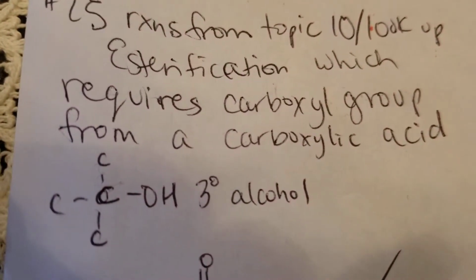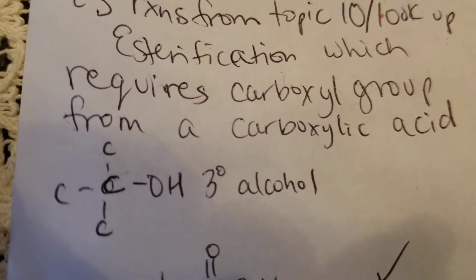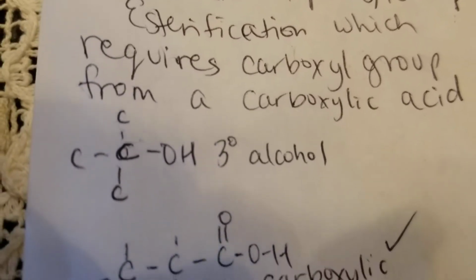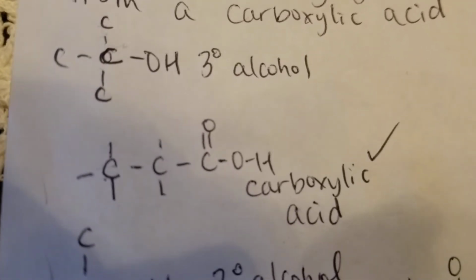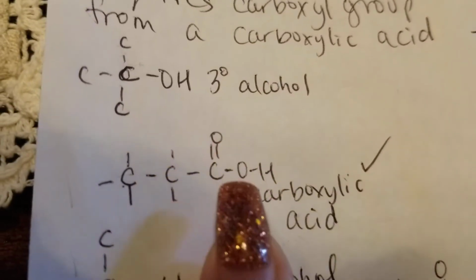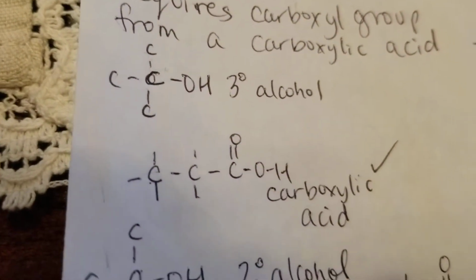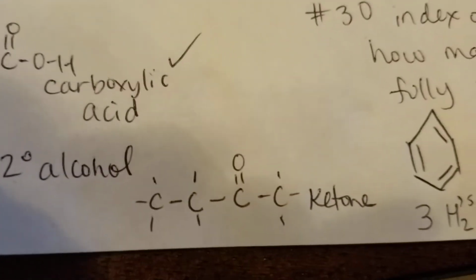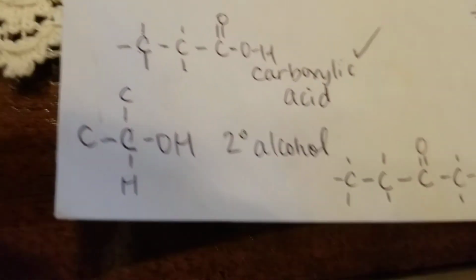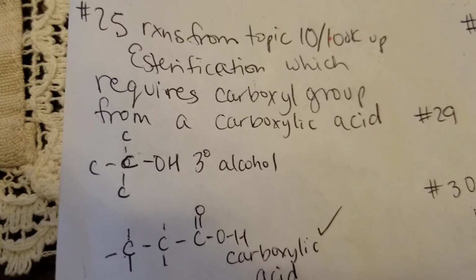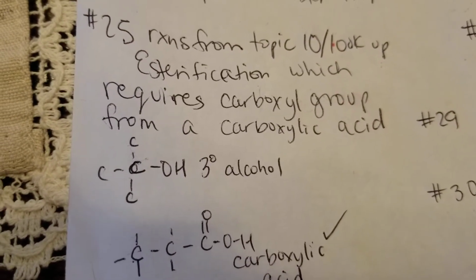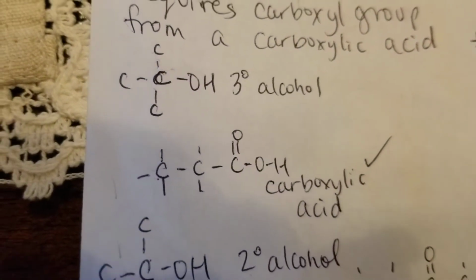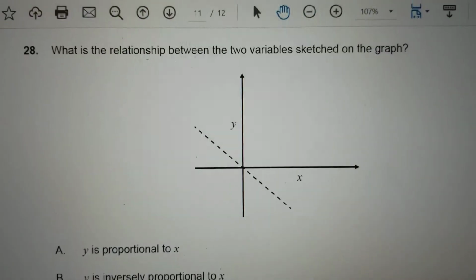The first one is a tertiary alcohol. You can draw it and look at the formula that's given so you can verify. The second one, I drew it out and I got a carboxylic acid. Remember our functional groups from topic 10: double bond O, OH. The third one is a secondary alcohol, and the last one is a ketone. Based on the definition of esterification, which says that it requires a carboxyl group from a carboxylic acid, I deduced that the only correct answer could be letter B, because it's a carboxylic acid.